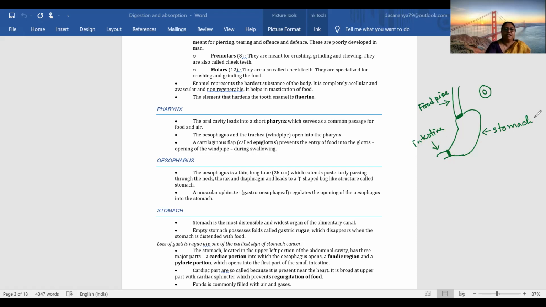So in both the cases they require a circular muscle called sphincter muscle. Why do you think it is required? Class? It will help to prevent what? It will help to prevent the mixing of food or the material in intestine and in stomach. So it will prevent the backflow of food.